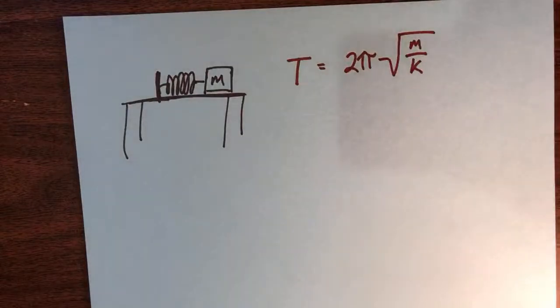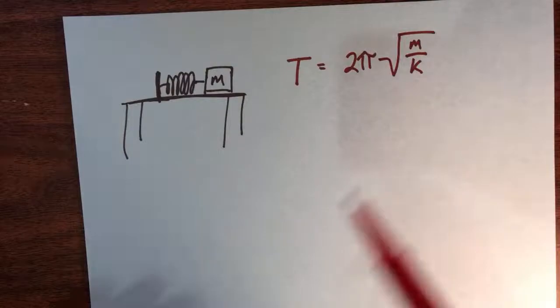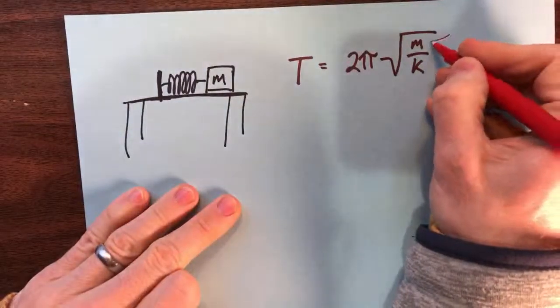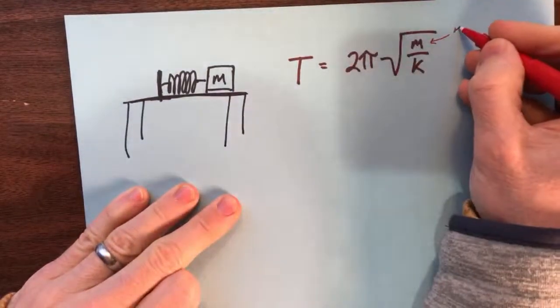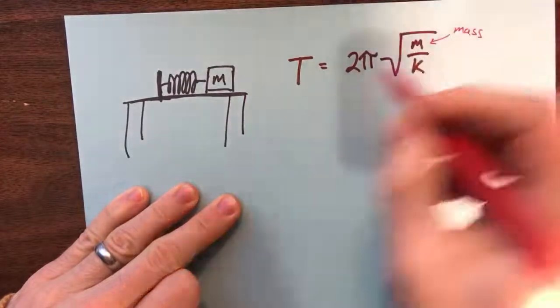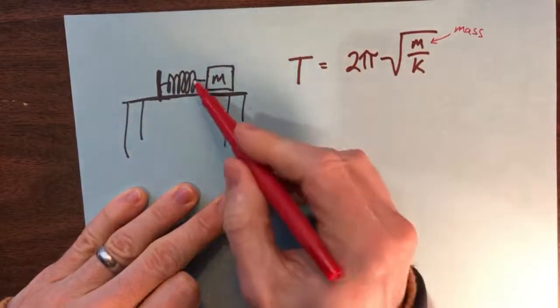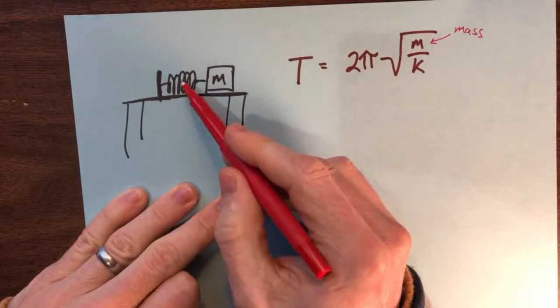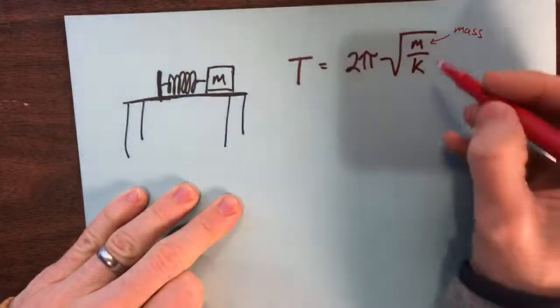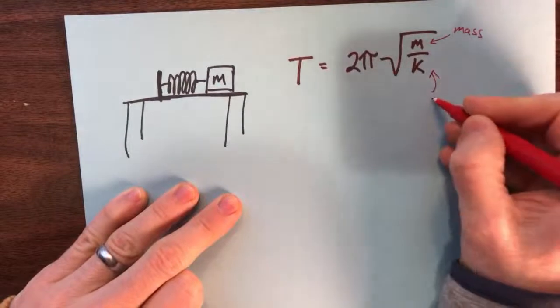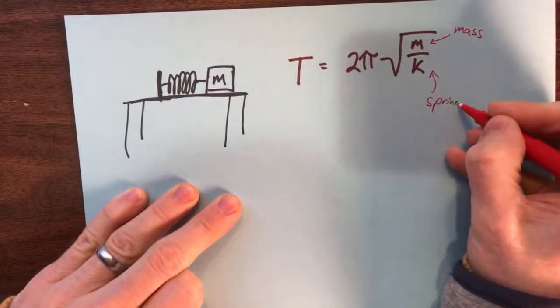And let's identify what those are and try to make some sense of it before we solve a problem with it. m is going to be already labeled right here. This is going to be the mass that's attached to the spring. We're going to assume the spring is essentially massless, or at least the mass of the spring is going to be nothing compared to that, right? And k, that's going to be your spring constant.